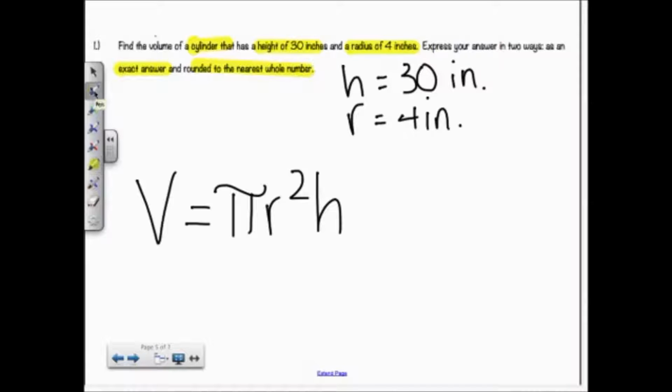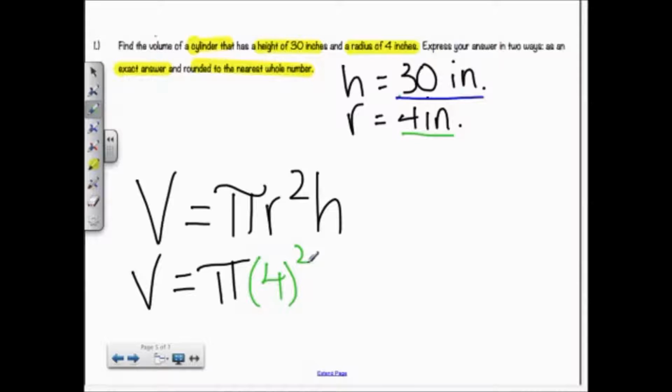So let's go ahead and plug our information in. I know the radius is 4 inches, and I know that the height is 30 inches. So I'm just literally going to plug it into my formula. So volume equals pi times r, which is 4 squared, times h, which is 30. All right. So then I just follow order of operations. I have all sorts of multiplication here, but I also have exponents. So I'm going to make sure I do my exponents first.